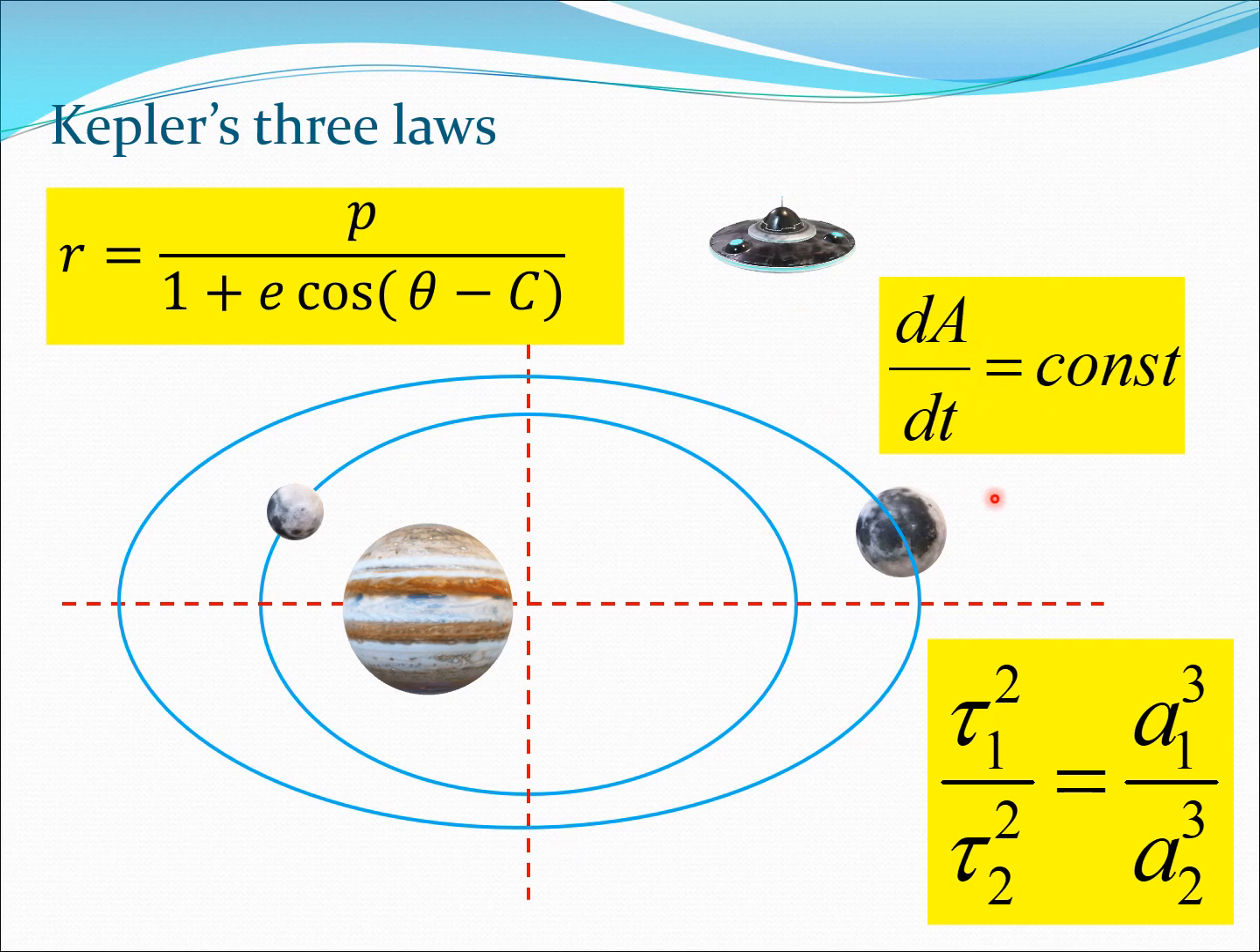Now, Kepler's second law was that dA by dt equals constant, and we saw what that law physically means. It actually means that when you are nearer the Earth, for example, you speed up more, and when you are farther, you are at lower speed. And the most important third law, which can be expressed mathematically, is that tau 1 square by tau 2 square is A1 cube by A2 cube, and essentially this relates the time period of the satellite to the semi-major axis A of the elliptical path.